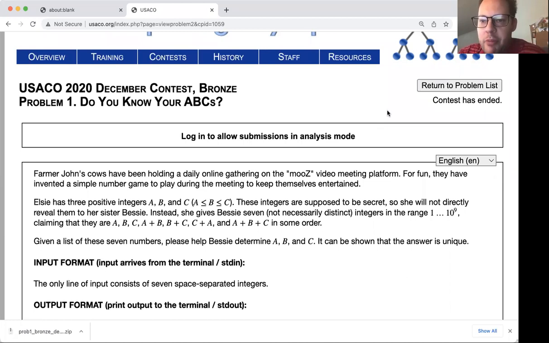Farmer John's cows have been holding a daily online gathering on the Moo-Z video meeting platform. For fun, they have invented a simple number game to play during the meeting to keep themselves entertained. Elsie has 3 positive integers, A, B, and C, such that A is less than or equal to B, which is less than or equal to C.